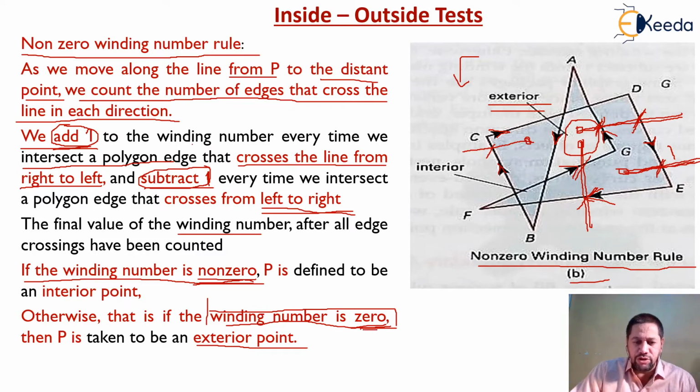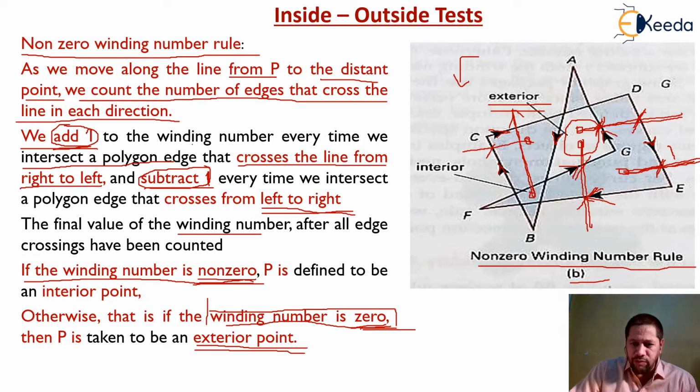If the answer is 0, what does the output indicate? The point is an exterior point. It is considered an exterior point. No issue with this. Now we take this as an example. I consider this as my line, and for this line I'm just going to do this.